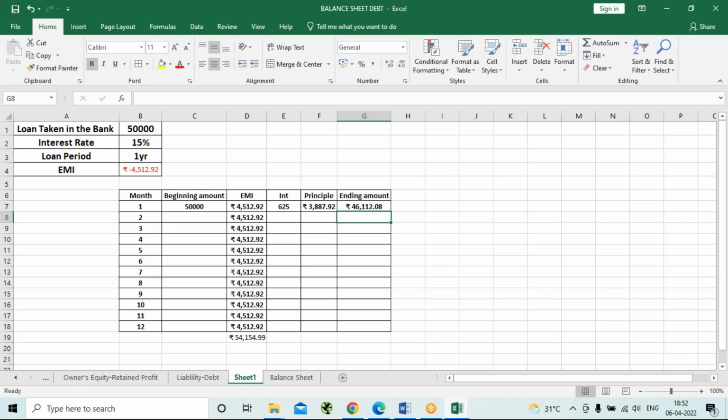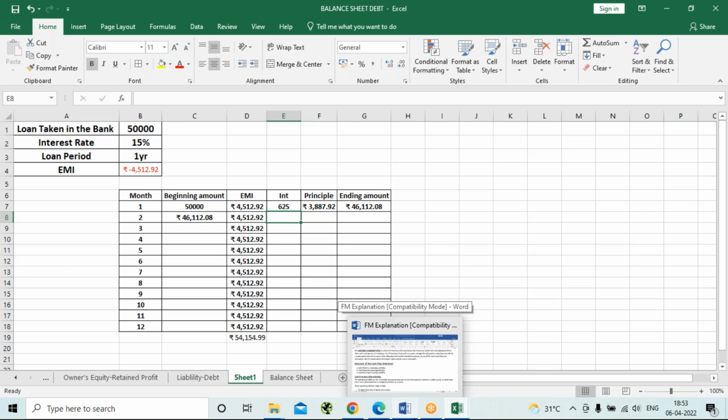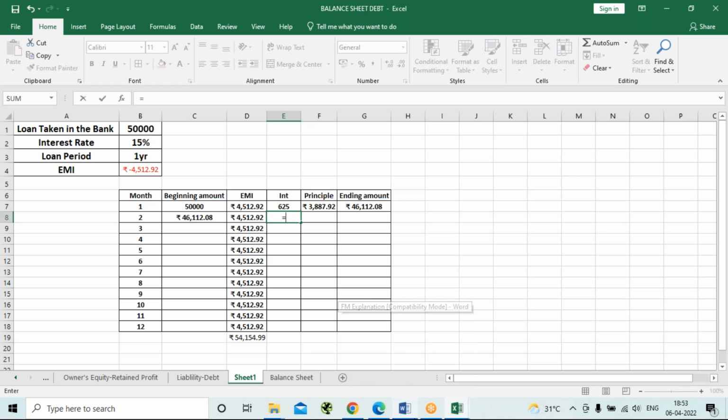What is the amount you are supposed to clear after paying the EMI? Now this beginning amount will be equal to the last ending amount of the previous month. Okay, and here I am supposed to calculate the interest amount as per that period's beginning value into 15% divided by 12.